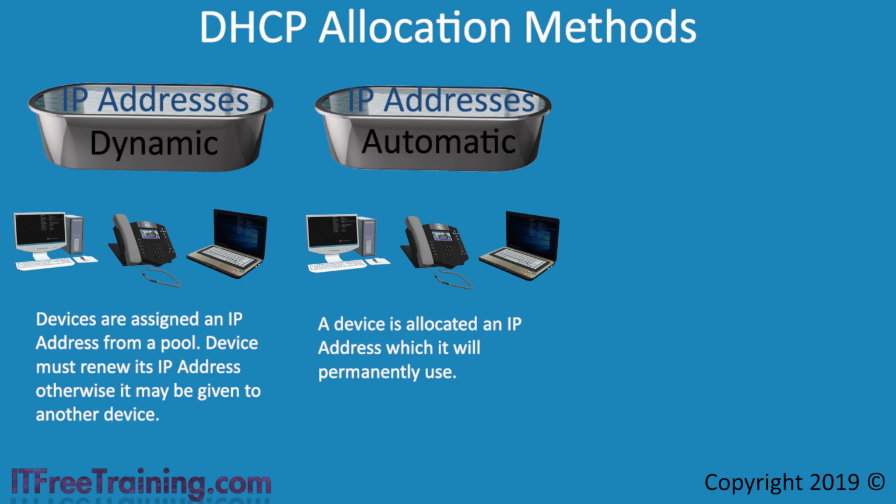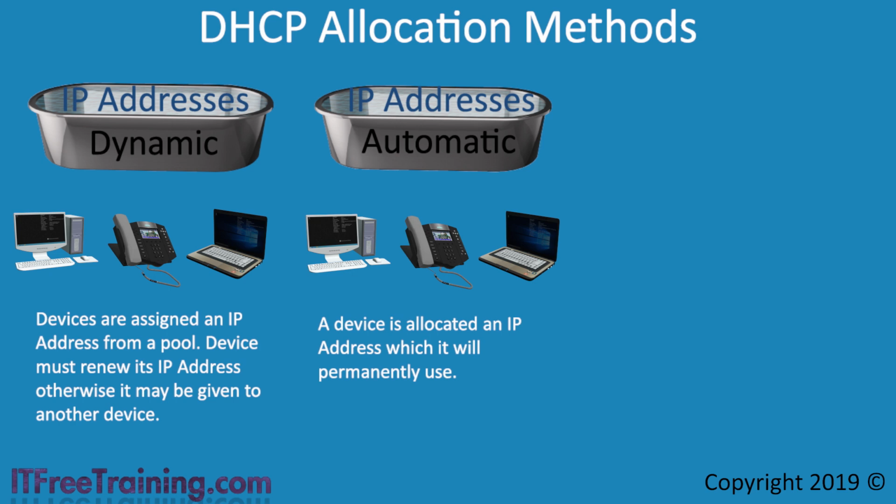Having the same IP address allocated for each device is useful for auditing. If you find the IP address in a log file, you know the IP address belongs to that device. However, using the dynamic allocation method, a single IP address could have been used by many devices. Using the automatic allocation method allows you to be sure that only that device is using that IP address.